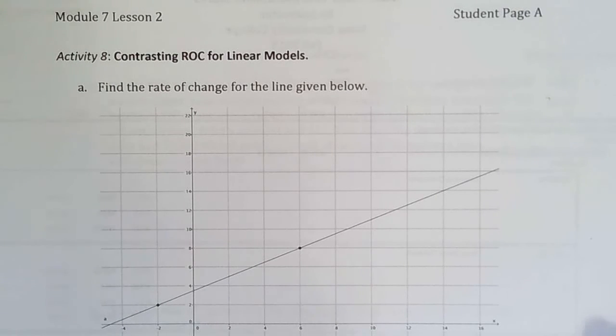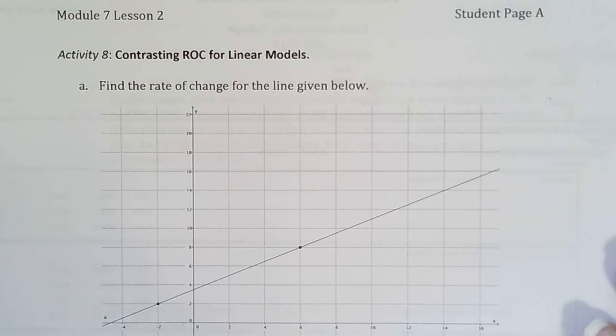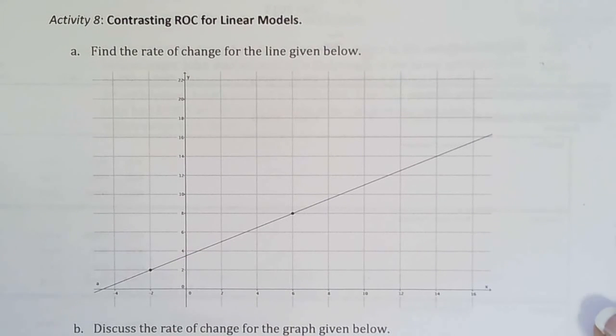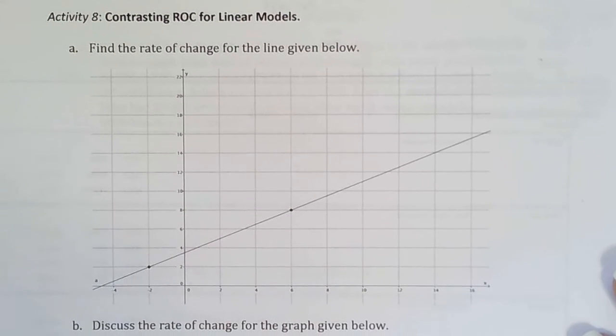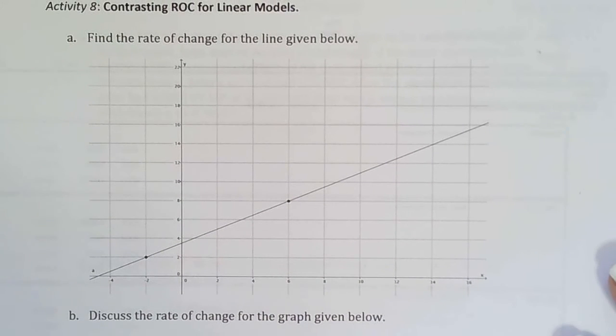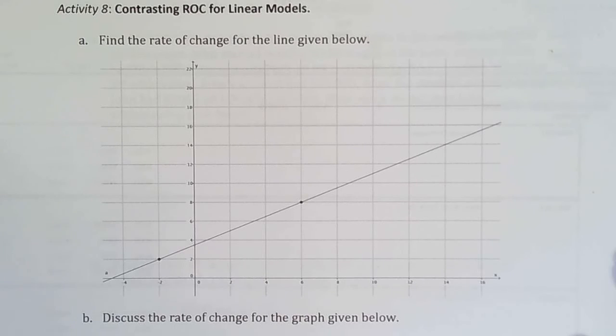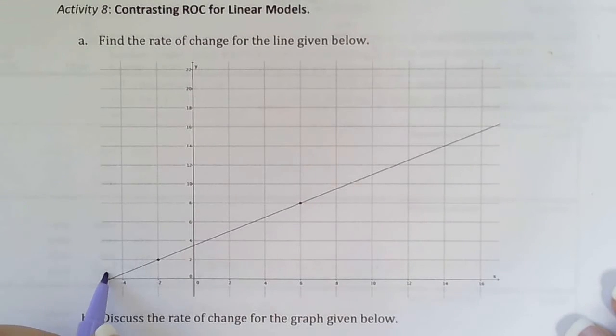Okay, we're ready to work on page 8, lesson 7, module 2. This activity is contrasting rate of change for linear models. As you hopefully remember from previous videos, rate of change is really just slope. So when they're asking us to find the rate of change, they're asking us to find slope.